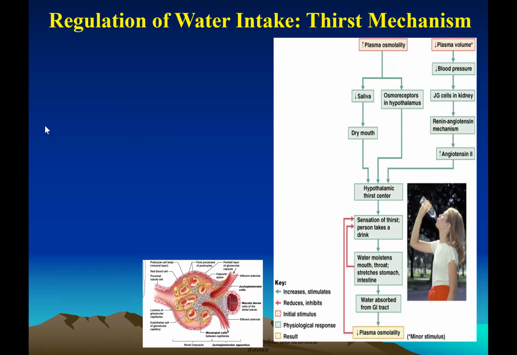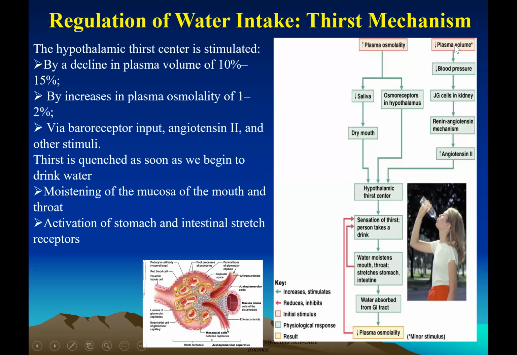Another way it can restore water is by picking up the loss in plasma volume. So plasma volume has dropped. When the volume of water drops, your blood pressure will also drop. The juxtaglomerular cells, so these cells are found in the kidney. Here's a picture of the juxtaglomerular cells.